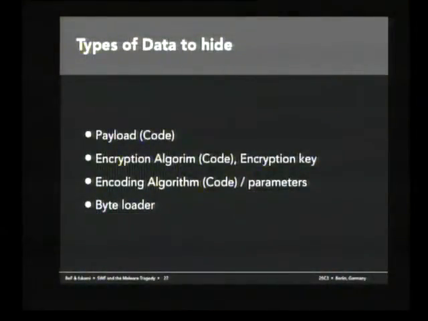There are a few different types of data to hide. First of all, we may have a particular payload to hide. Then we need to hide our encryption algorithm, which could be arbitrary, and we need to hide our encryption key, of course. And we need to hide our encoding algorithm, which is totally different to an encryption algorithm, and parameters may be provided.